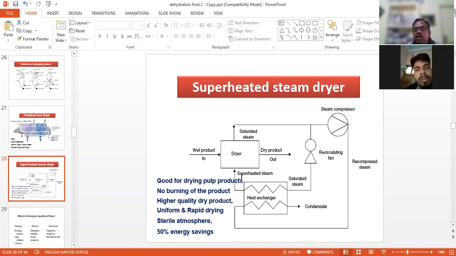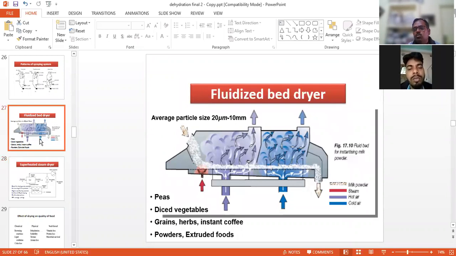You can see here that superheated steam is generated and passed into the dryer, and this is recirculated and recompressed, and the condensate is removed from this side. This is not frequently used in our country. So fluidized bed dryer, spray drying, and drum drying, these three are very common for drying milk, grains, and many other things. Do you have any query?